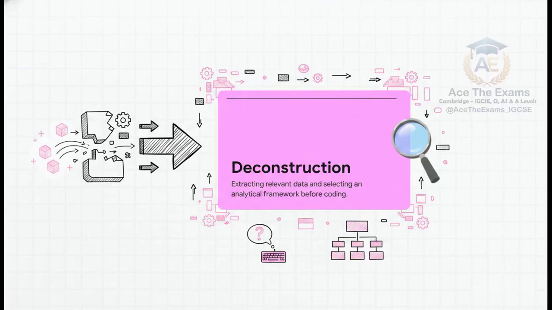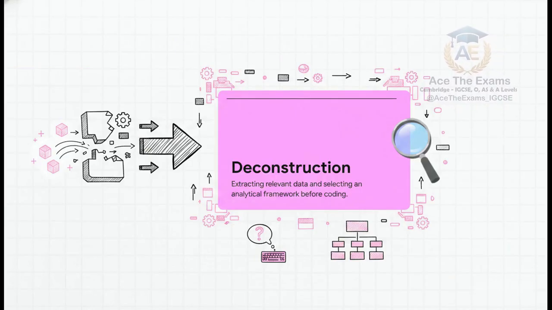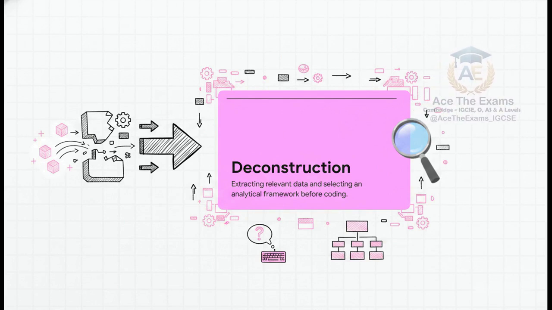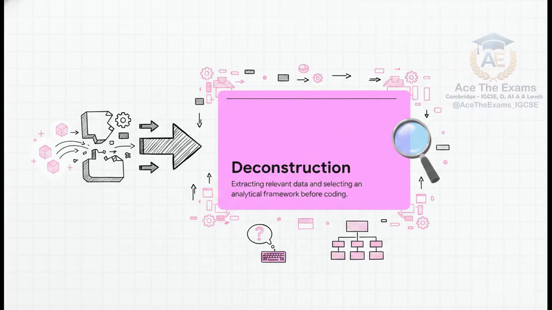Let's drill down into Step 1, algorithm deconstruction. What does that actually mean in practice? It means extracting the relevant data and actively selecting your analytical framework before you write a single line of code. Look, when you interact with an IDE prompt in the exam room, your adrenaline is pumping, but you need to stop and ask yourself, what specific problem is this context-sensitive prompt actually trying to solve? Is it helping the programmer identify undeclared variables? Is it auto-completing complex library functions to save time?